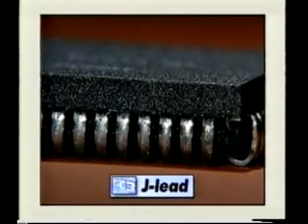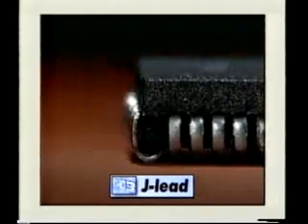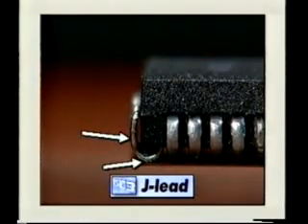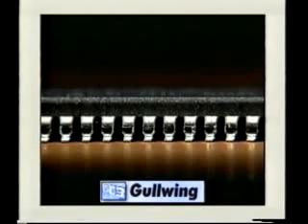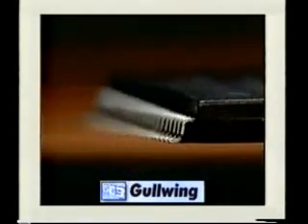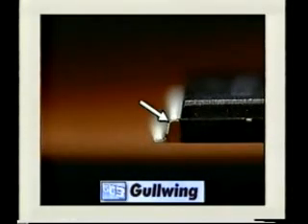One surface mount lead style is the J lead, where the leads are formed to resemble the letter J. The bottom of the J is soldered to the board's land. Another surface mount lead style is the gull wing, where the leads extend from the body of the component in a shape that resembles a gull's wing.